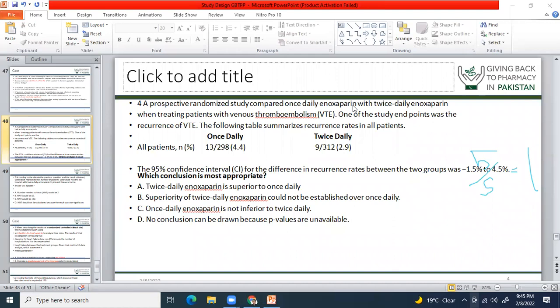Superiority of twice daily enoxaparin could not be established. Once daily is not inferior to twice daily. No conclusion can be drawn because p values are unavailable. Yes. B. Exactly. Because we were trying to find out the superiority, whether twice daily is superior. No, it is not superior.